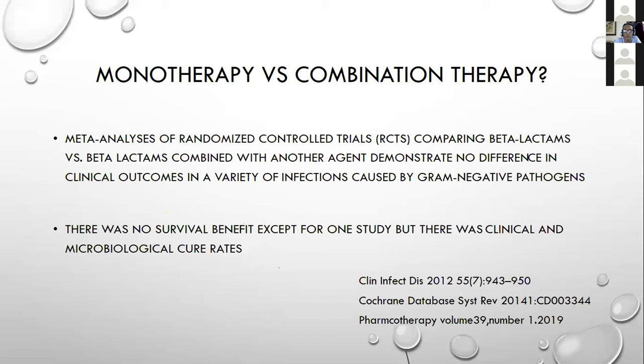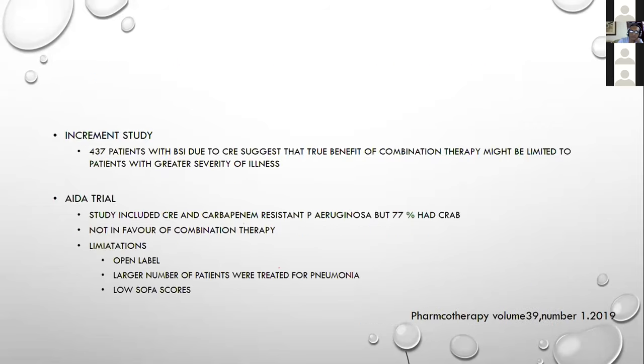Even if you have a patient with drug resistance to meropenem, depending on your MIC, you can even have an MIC of 8. Ideally, an MIC of 2 would be ideal for all susceptible antibiotics. But if your MIC is 8, you can still use a polymyxin with meropenem in higher doses, all right? So the INCREMENT study showed that in patients with bloodstream infections due to carbapenemase-resistant Enterobacteriaceae, the true benefit of combination might be limited to patients with greater severity of illness.